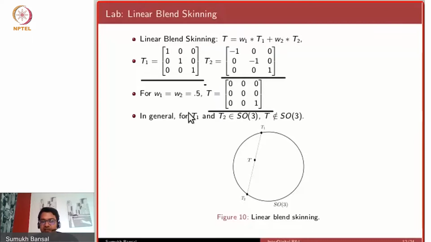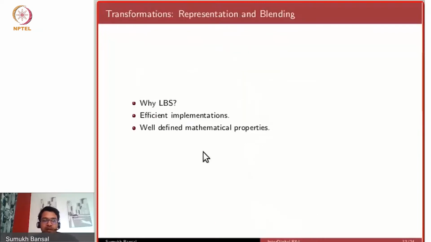Now, in general, for any two rotation transformations T1 and T2, the linear blended transformation does not belong to the space of rotation transformations. But still, LBS, linear blend skinning, is a very popular tool in shape deformation. And there are two important reasons behind this. One is the simplicity of the algorithm, due to which it's very easy to understand. And then second is its efficient implementation, which makes it suitable for real-time applications.